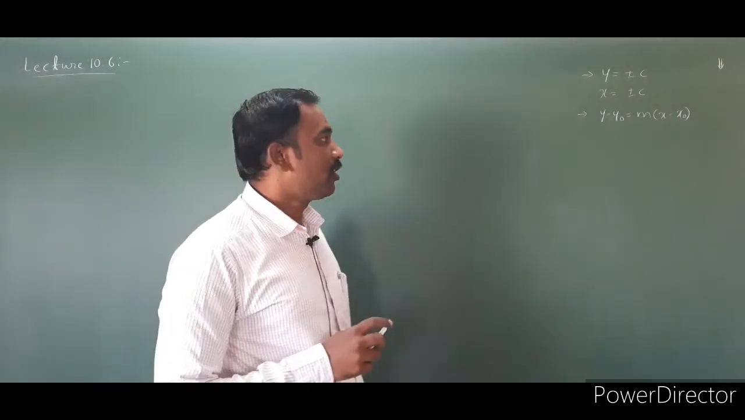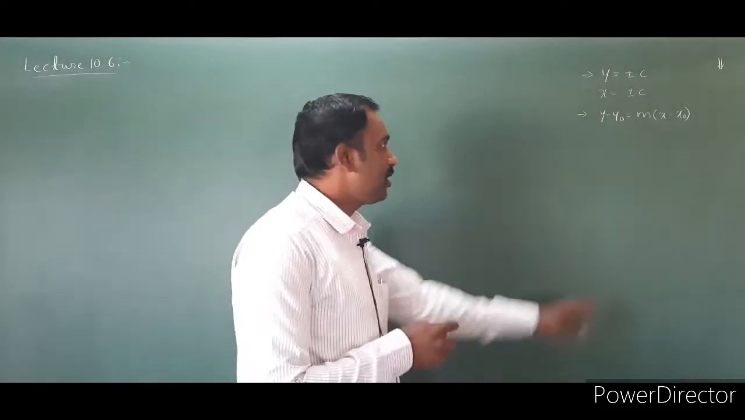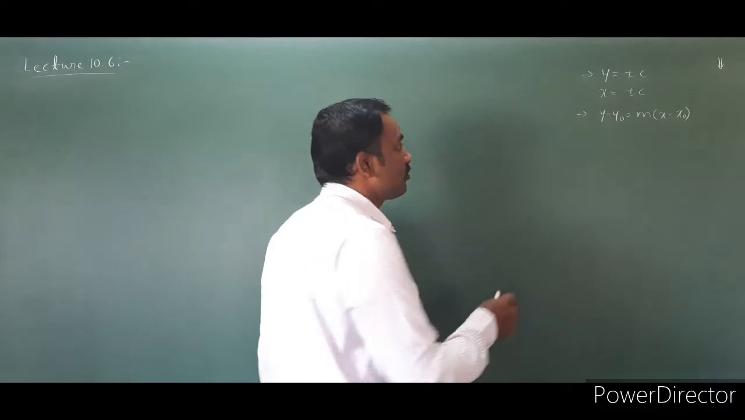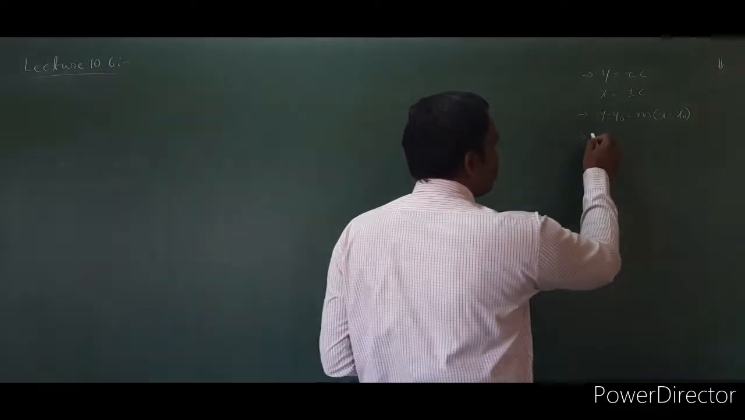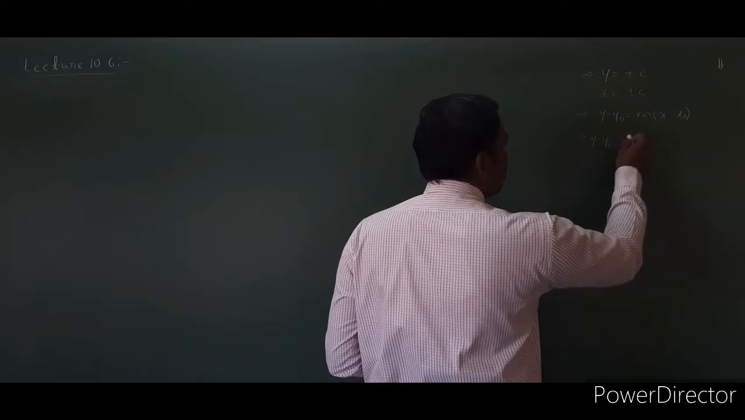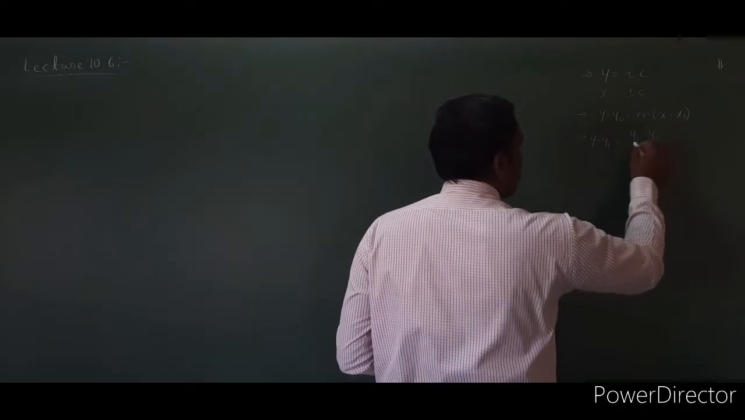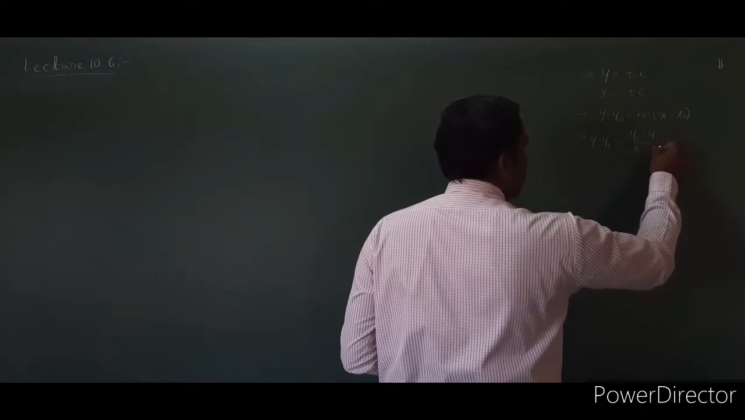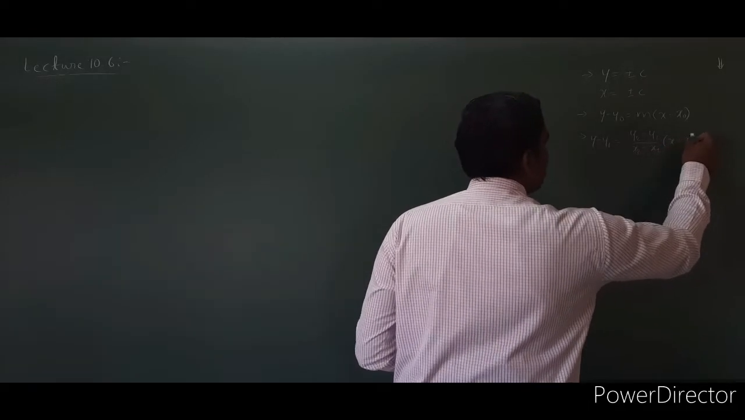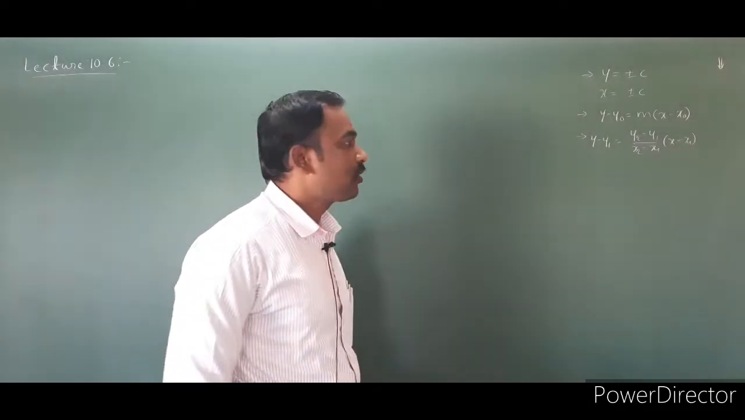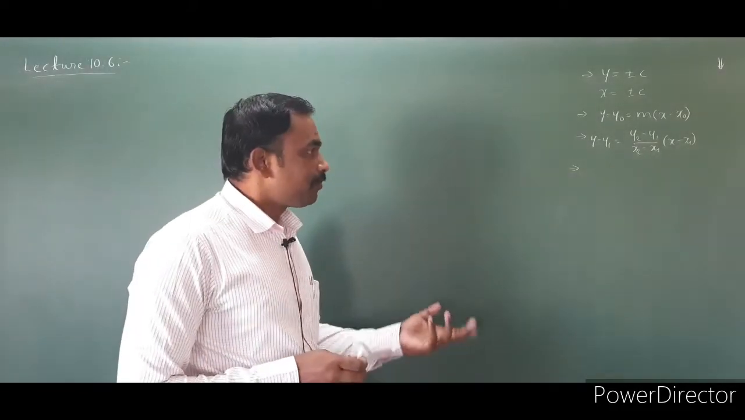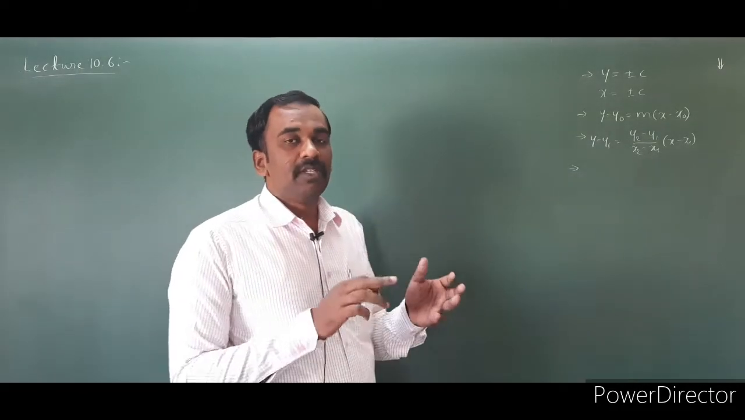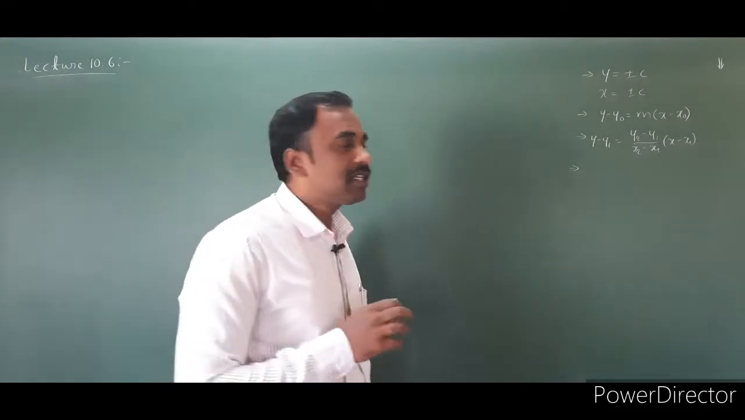Whenever one point on the line and the slope of the line are given, this is the formula to find the equation of the line. Whenever two points on the line are given, in that case y minus y1 is equal to (y2 minus y1) divided by (x2 minus x1) into (x minus x1). This is the formula to use to find the equation of the line. Next, slope intercept form. Slope is given and one of the intercepts is given.